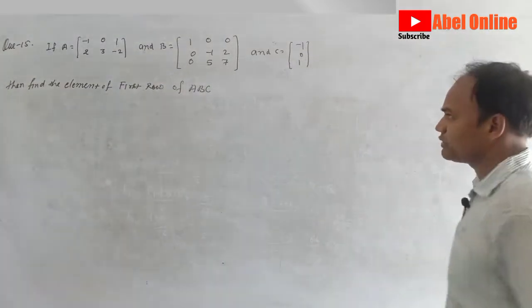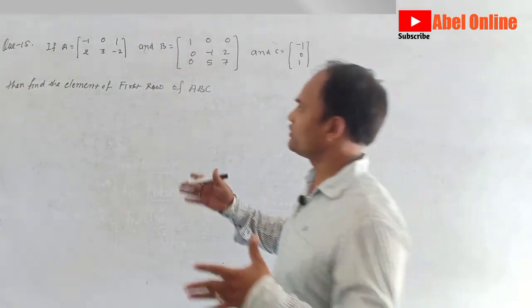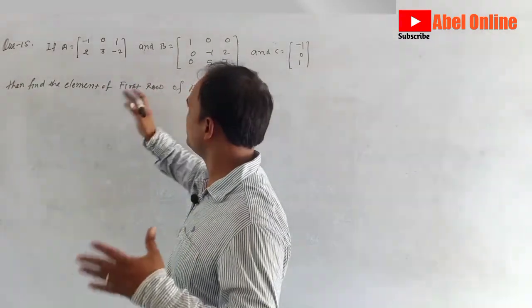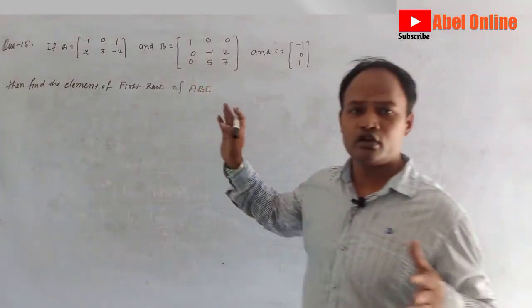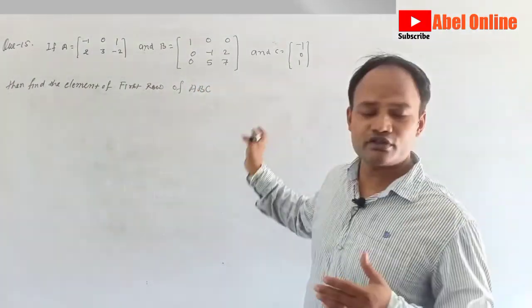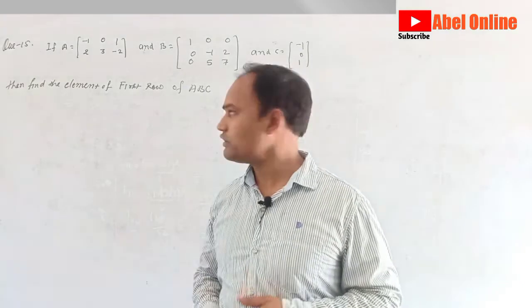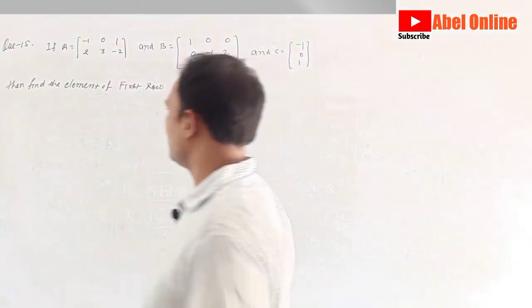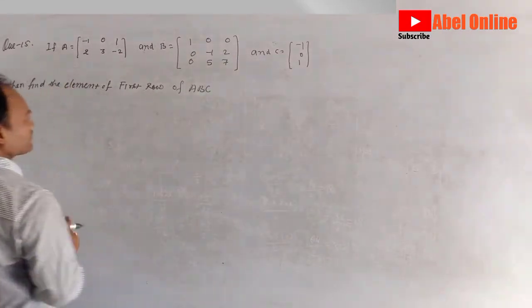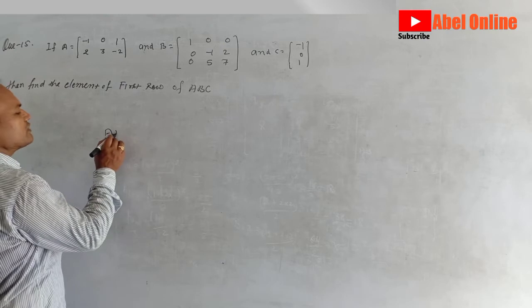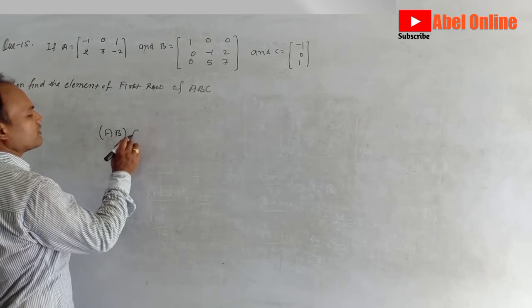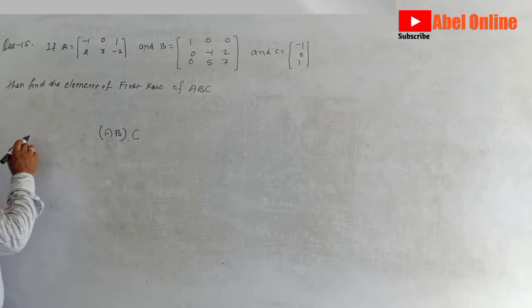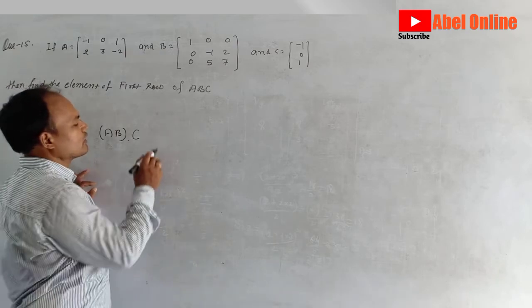This is question number 15. It is given that A equal -1, 0, 1, 2, 3, -2, and B equal 1, 0, 0, 0, -1, 2, 0, 5, 7, and the value of C is -1, 0, 1. Then find the element of the first row of ABC. So first we have to find the value of ABC. When we are saying about ABC, we have to multiply AB by C.